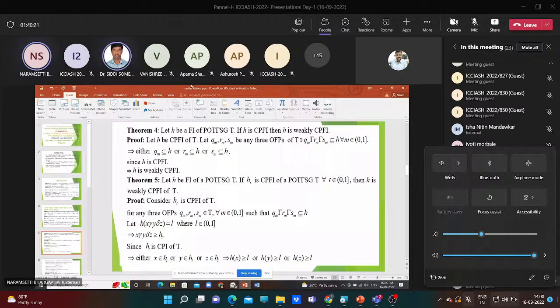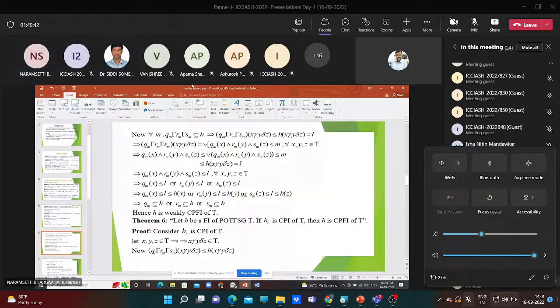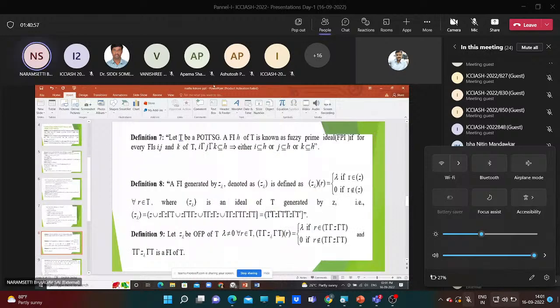Let H be a fuzzy ideal of a partial order ternary gamma semigroup T. If Ht is a completely prime fuzzy ideal of T for all t belonging to open 0, closed 1, then H is a weakly completely prime fuzzy ideal. Next theorem, sir. Let H be a fuzzy ideal of a partial order ternary gamma semigroup T. If Ht is a completely prime ideal of T, then H is a completely prime fuzzy ideal of T.